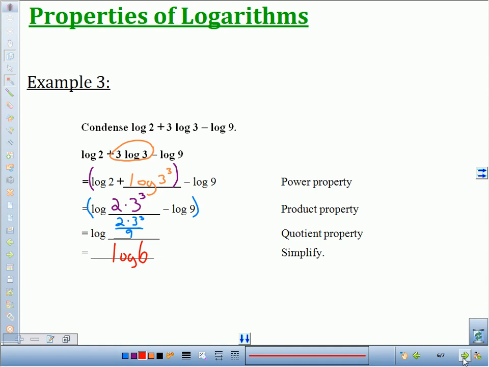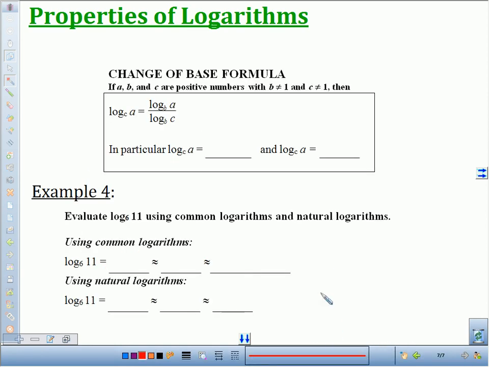All right, we have one last thing to look at when it comes to properties, and that is the change of base formula. The change of base formula is useful if we have logarithms that aren't in base 10 or base e, right? They aren't the natural or the common log. We can change any logarithm to any other base using this formula. Normally, though, we want to use the common log and natural log because those are what our calculator can handle.